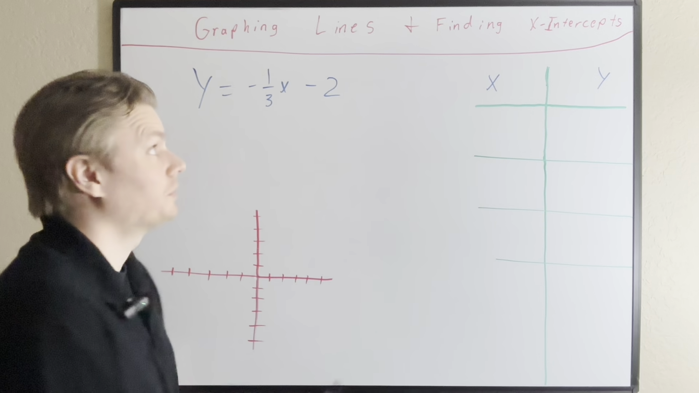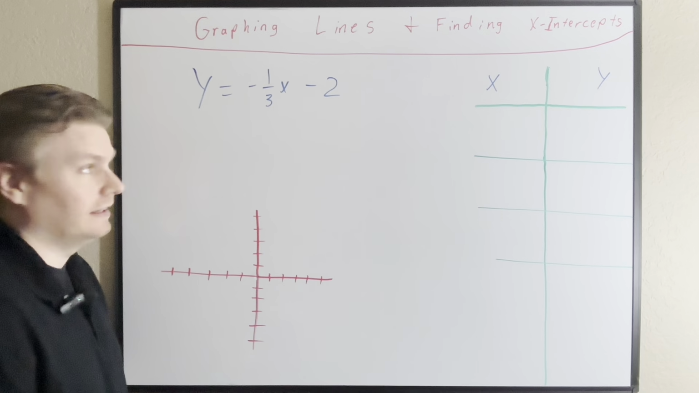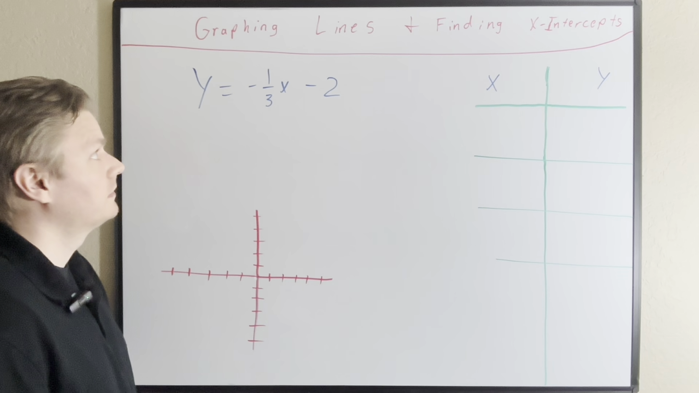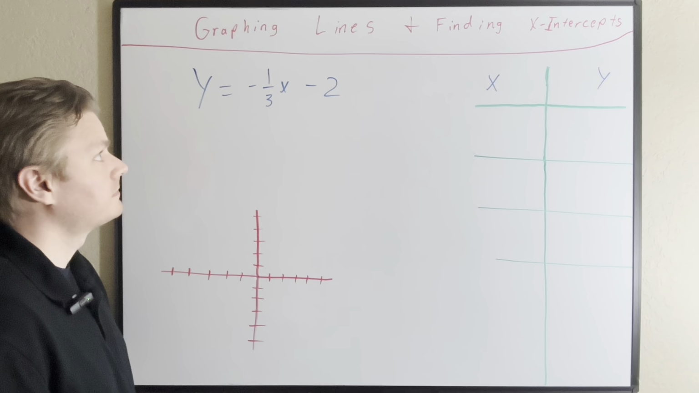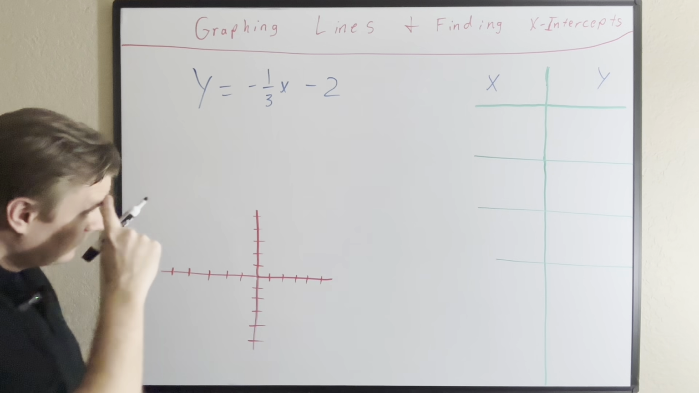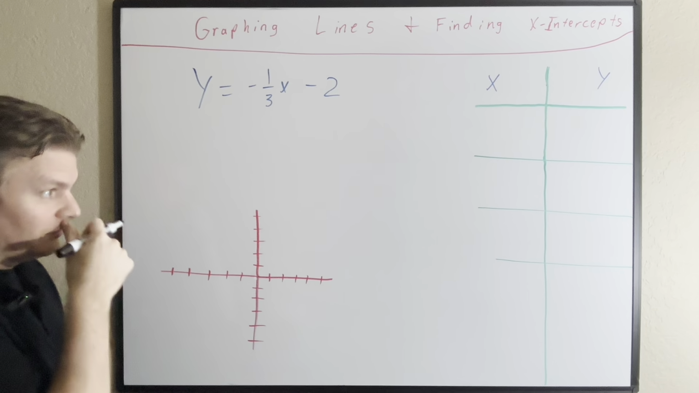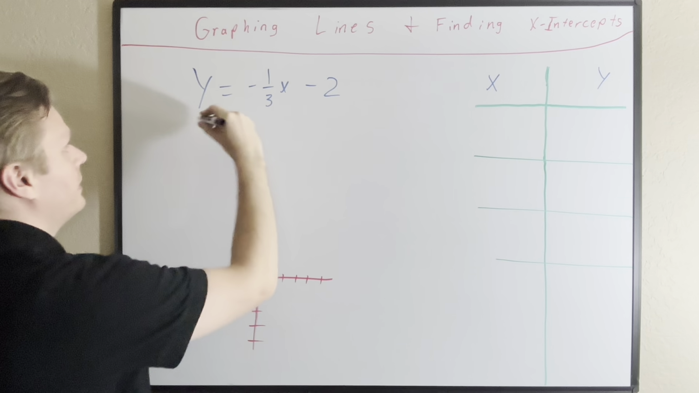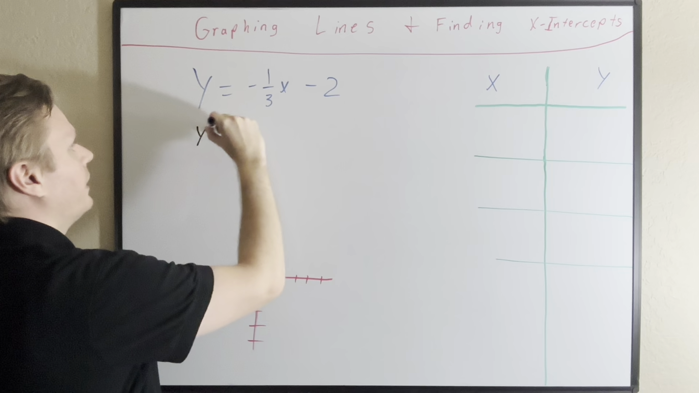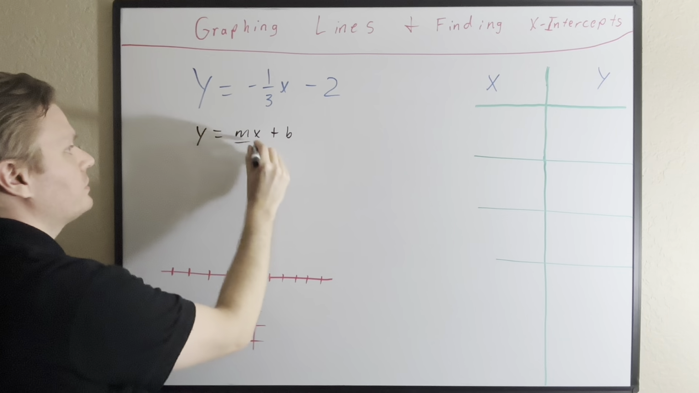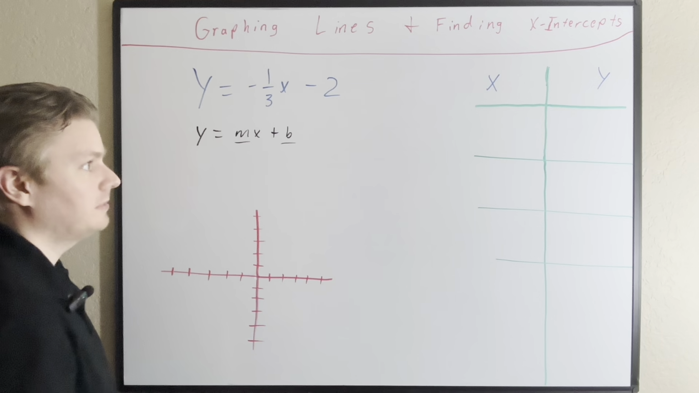In this video, I'm going to go over graphing lines and finding x-intercepts from the equation that you were given. First of all, I'm going to do it the long way, and then I'll show you the quick way to graph lines. Now, we all know this form of y equals mx plus b, right? And m is our slope and b is our y-intercept.